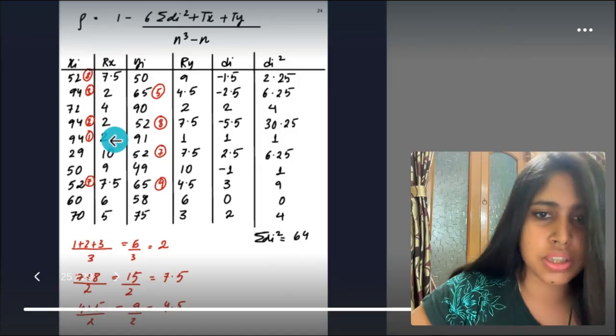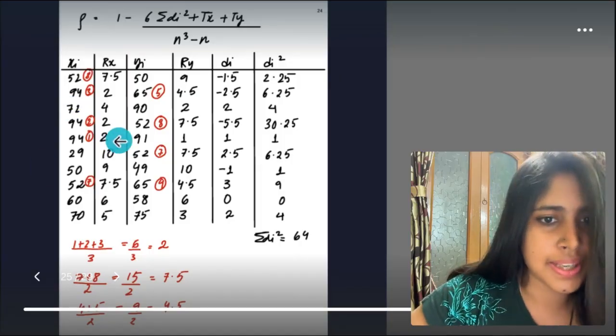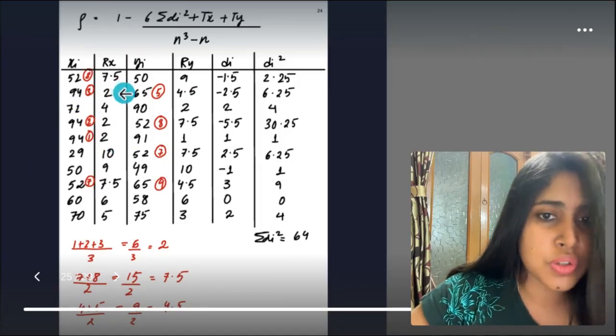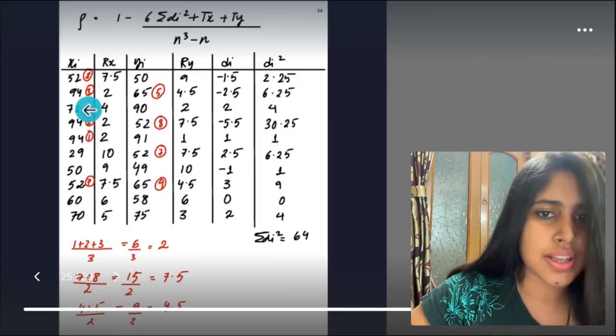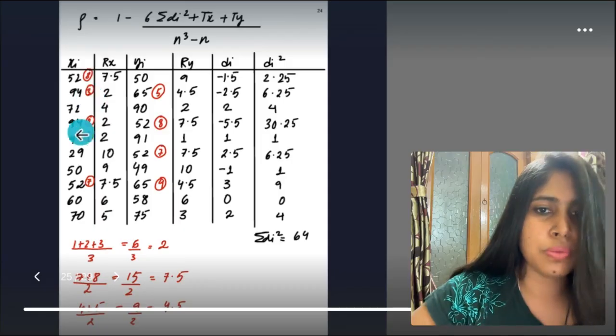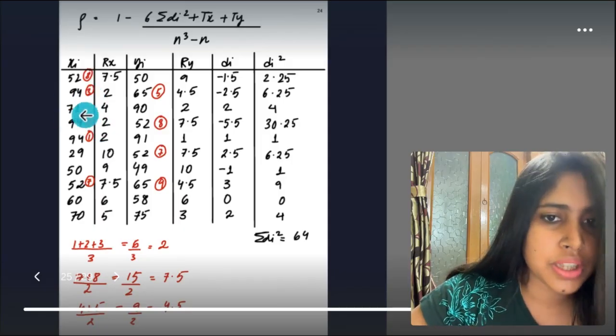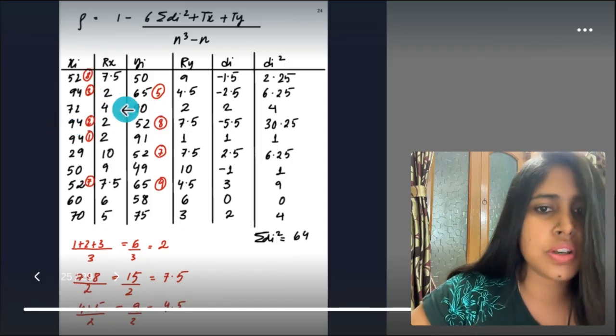Then you need to write the rank of these three values as the same: 2, 2, and 2. But you need to remember what rank you used last, which is 3. Then the next rank, which is 4, will be given to the next highest value, which is 72. The rank will be 4.